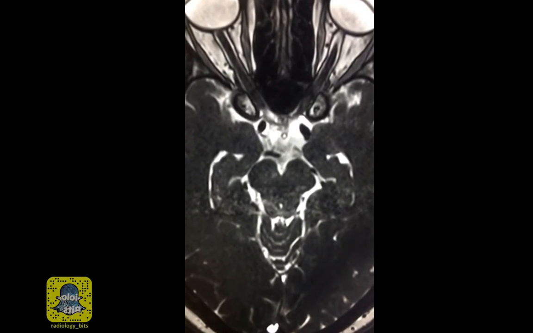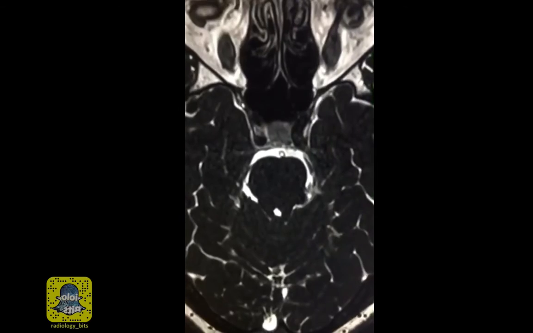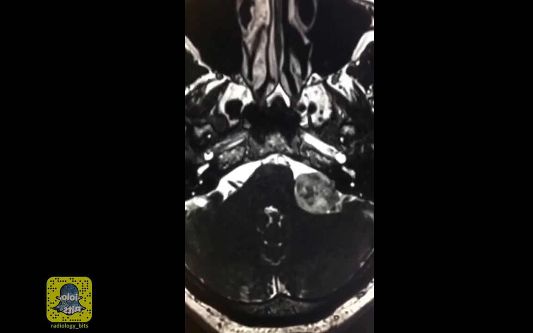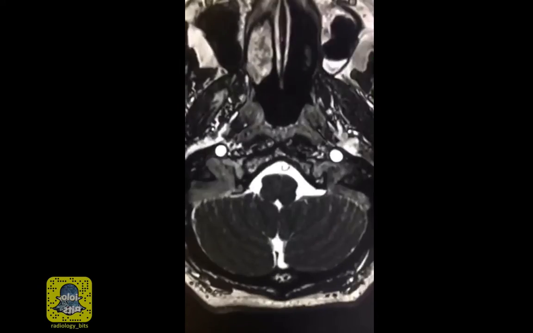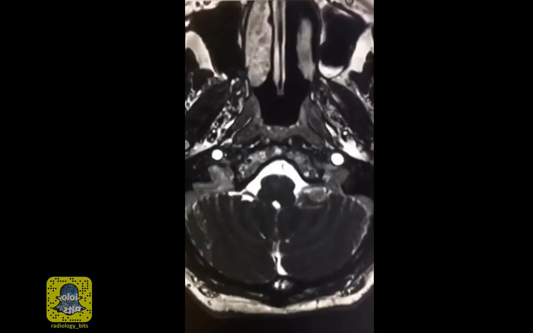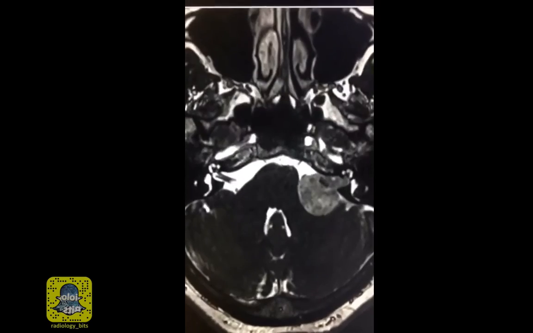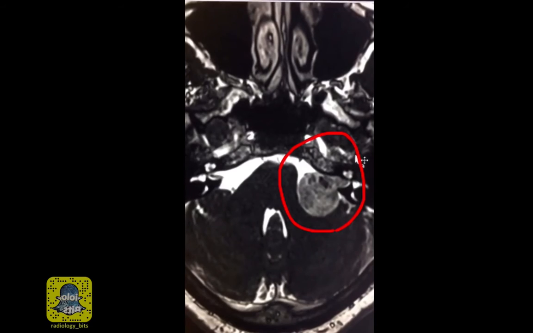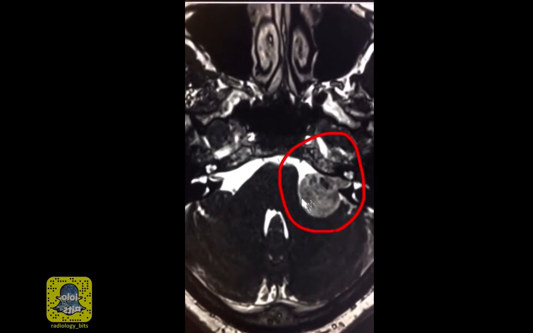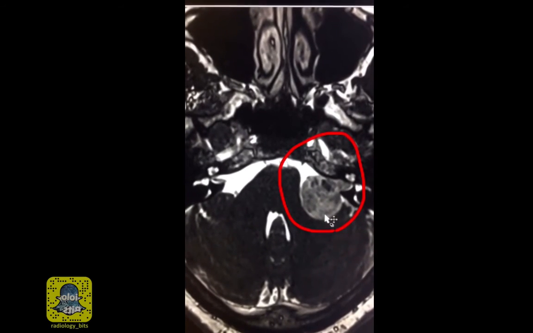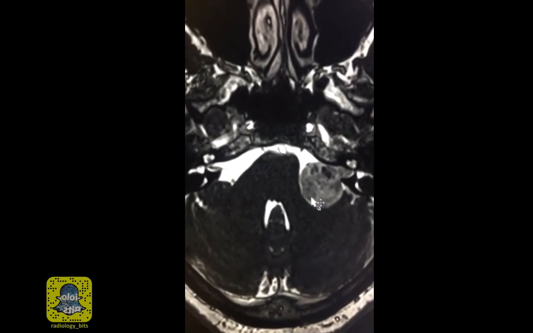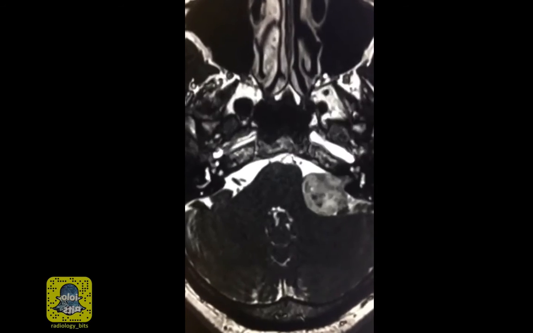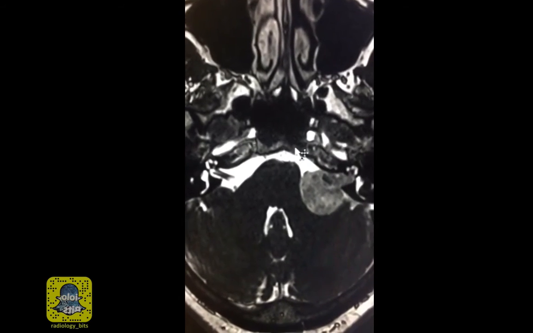So this is a 55-year-old female who presented with left-sided facial pain. Now, I'm sure a lot of you have noticed that the abnormality is seen here on the left. But before we go there, let's take the advantage of looking at the other side and discussing normal anatomy first.